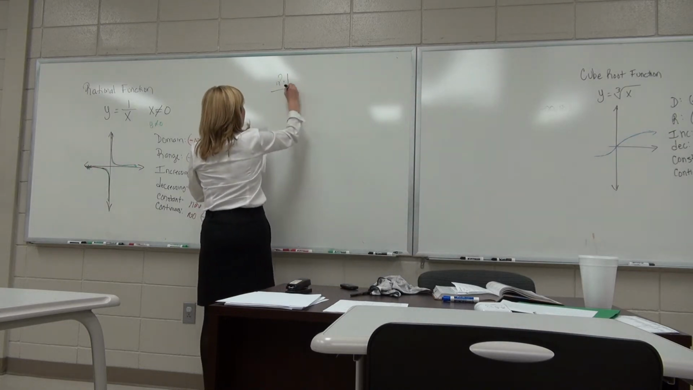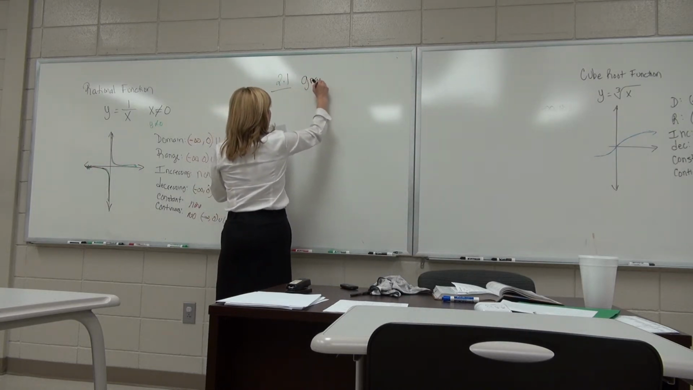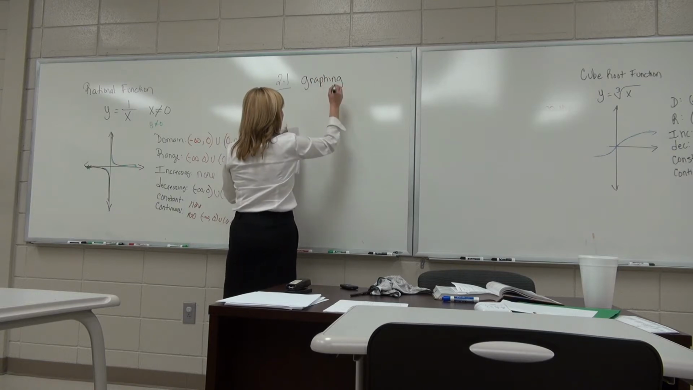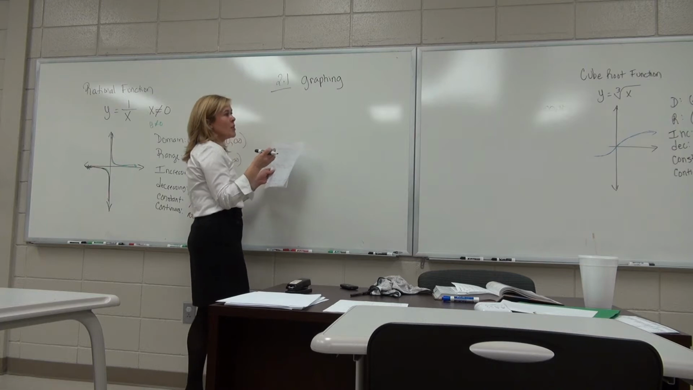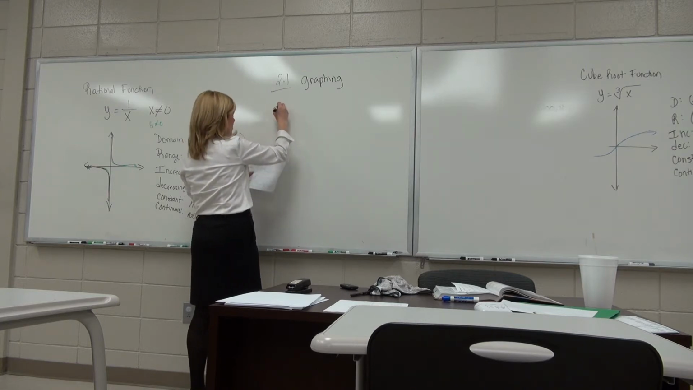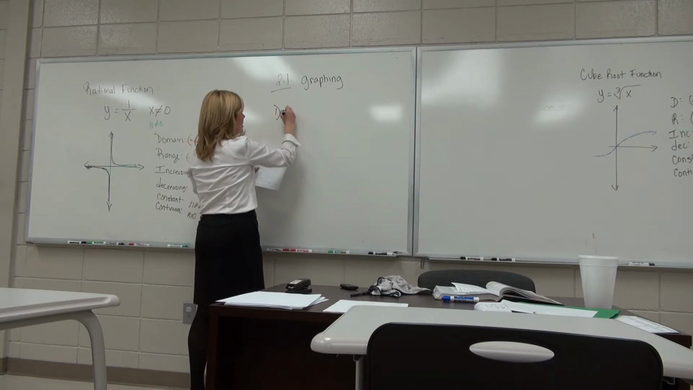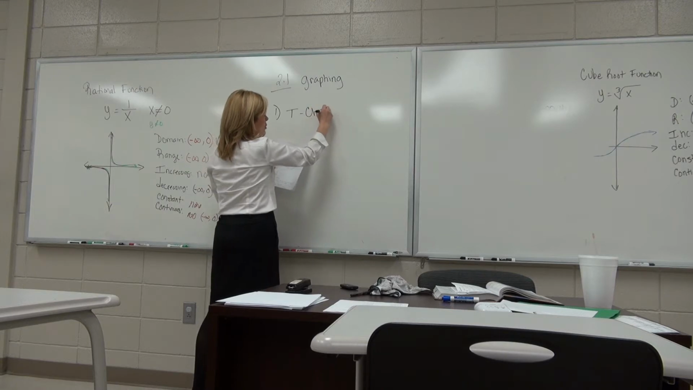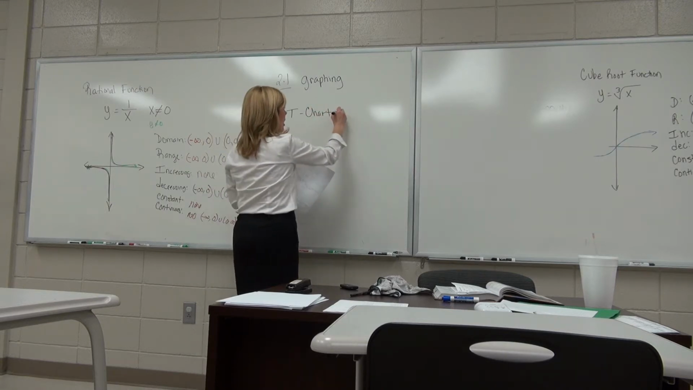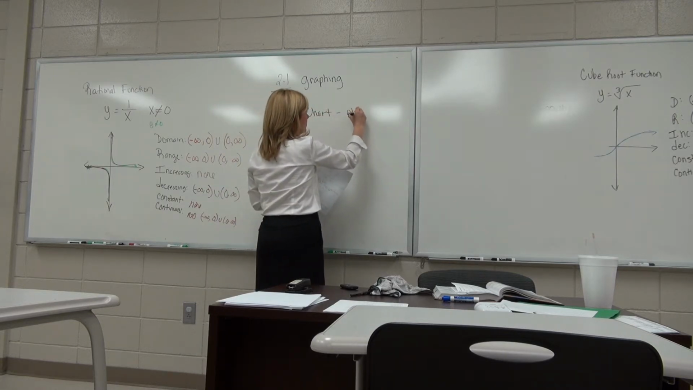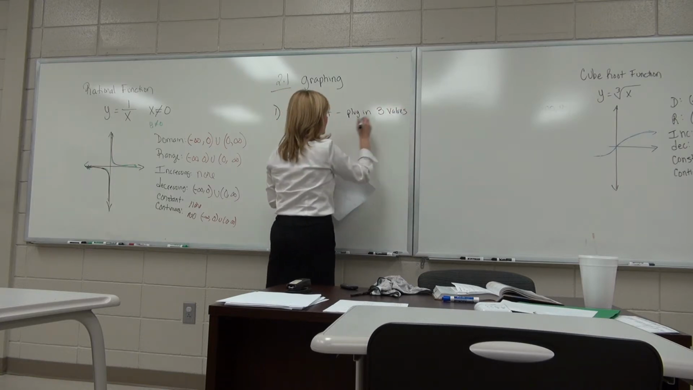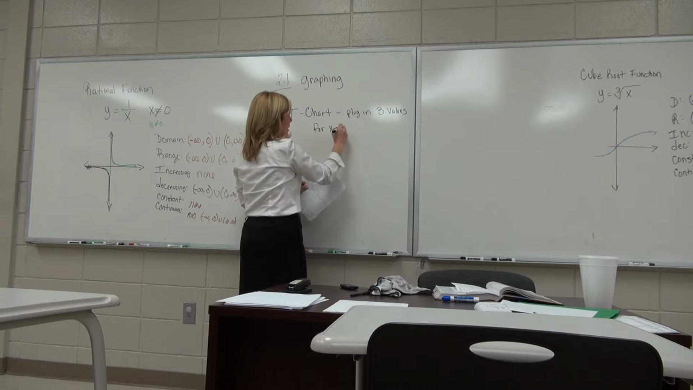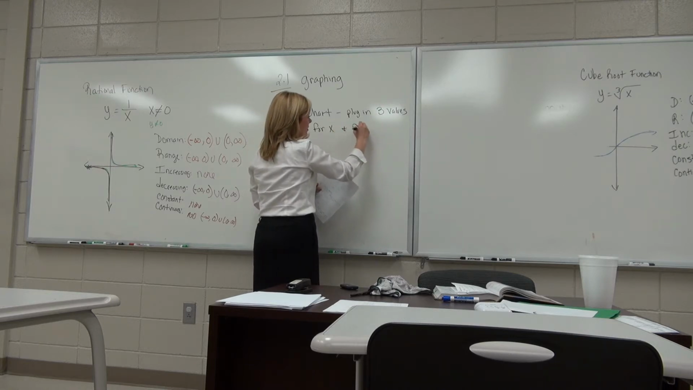Back in 2.1, we are graphing. Okay, and we're going to talk about one of the main ways that we're going to do our graphing. We're going to talk about graphing using a T-chart, which is kind of like what I've showed you up here. On the T-chart, typically you will plug in at least 3 values for x and find y.